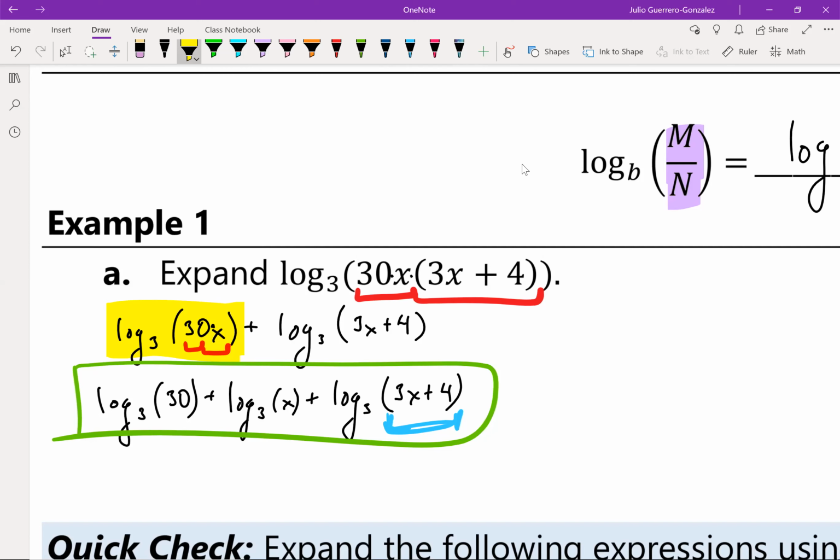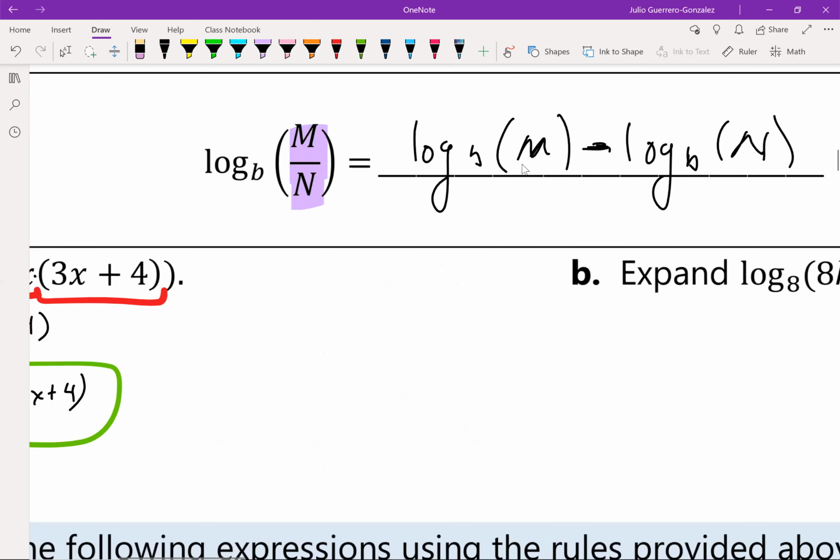So this thing over here, there is no rule for how to separate this. And in fact, you can't. You can leave it that way. Got it? Cool beans? Cool beans.